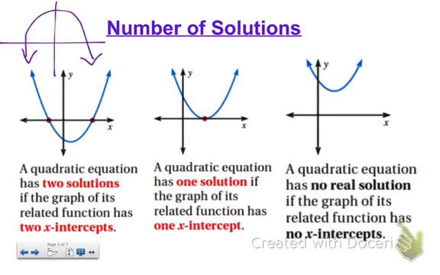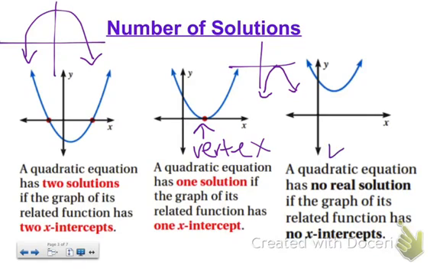If it has one solution, that means it has one x-intercept, so it's just going to cross the x-axis once. If that happens, that's going to be the same thing as the vertex and the axis of symmetry. And again, that could also happen in the other direction. And then it has no real solutions if it doesn't cross the x-axis at all. So if you graph a quadratic function, it could look like that, or it could be down here. If it does not cross the x-axis, we say it has no real solution.